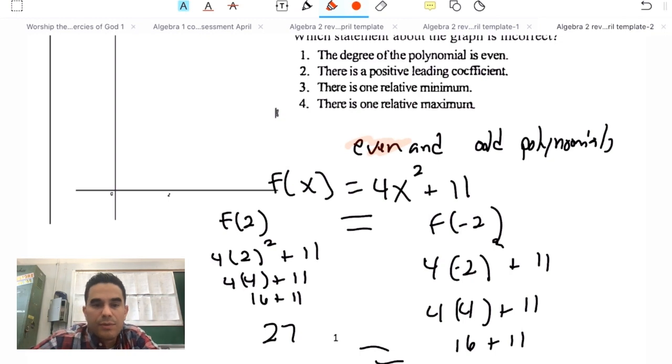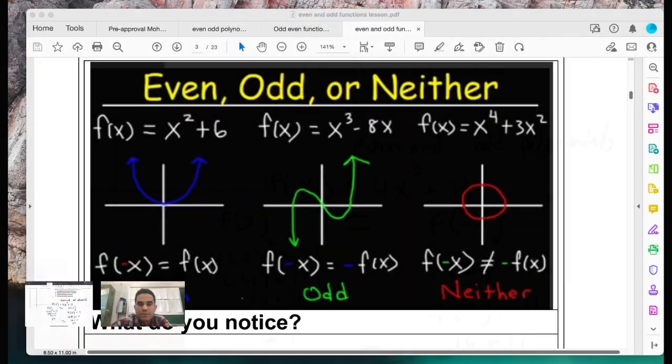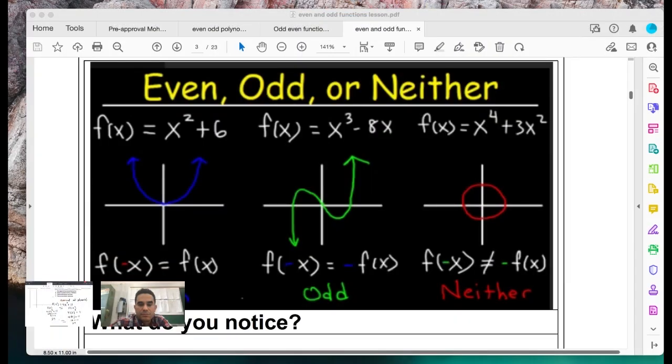Once again, the even functions look like this. They're pretty much symmetrical. And then the odd function is really a reflection through the origin. And then neither, it doesn't have either of them. So that's how you see whether it's even or odd.